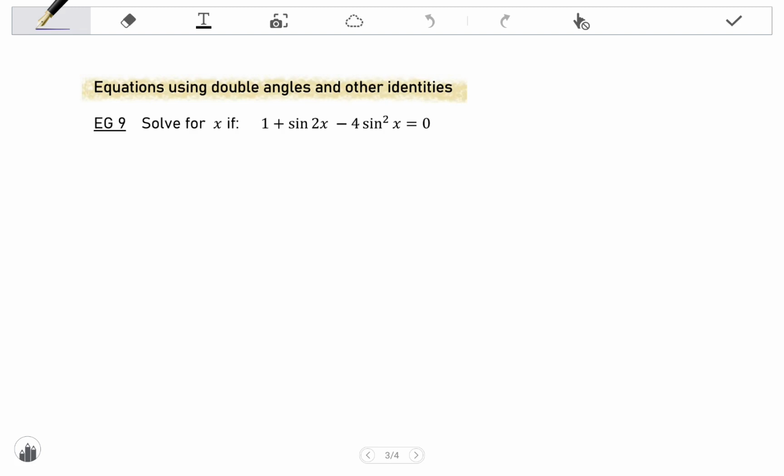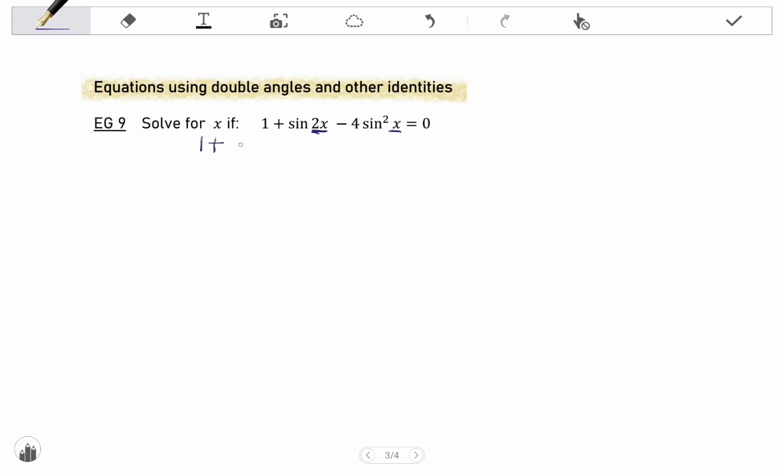First thing, look at the angles, and you will notice that the angles are different. I have 2x and x. So I will have to expand this sin 2x in order to get the same angle throughout. The other thing I notice is that I have only sin x's, so I've got the same trig function. But of course, when I expand this double angle, it's going to introduce a cos. But let's do that first.